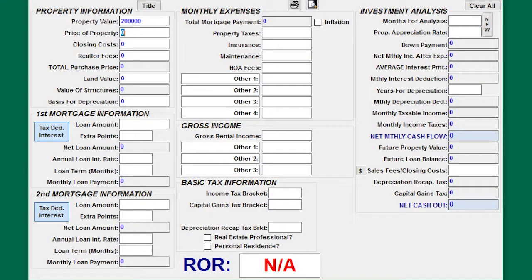So it was a $200,000 warehouse that he had a tenant for, and the property value was $200,000. Is that coming up okay? Cool. And the price of the property was $200,000, and the closing costs were $5,000. Realtor fees were nothing, and so the total purchase price was $205,000. The land value was $35,000.